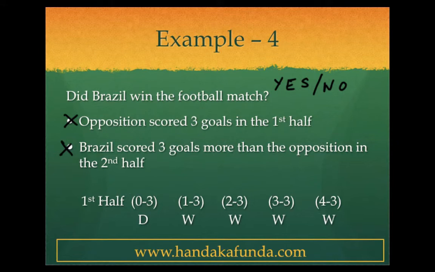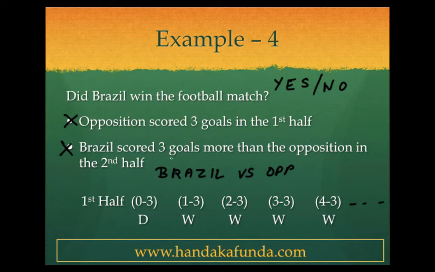Let's see possible first half scores. Possible first half scores are 0-3 or 1-3 or 2-3 or 3-3 or 4-3 or 5-3 or 6-3 and so on and on and on. I'm talking about the scores from the perspective of Brazil versus the opponents. Brazil comes first. So I do not know what the first half score line was, but these are all the possibilities and this can go on till God knows where.